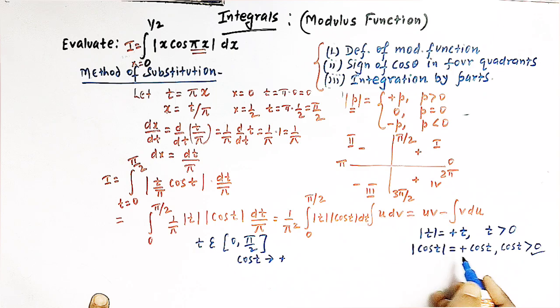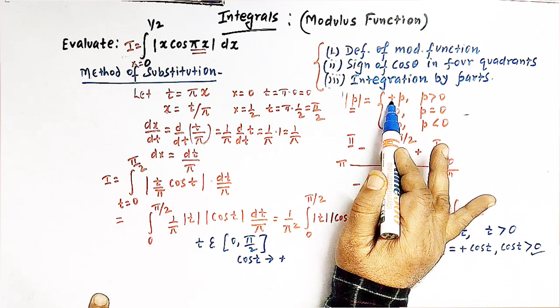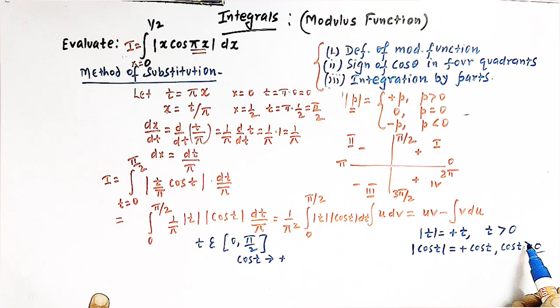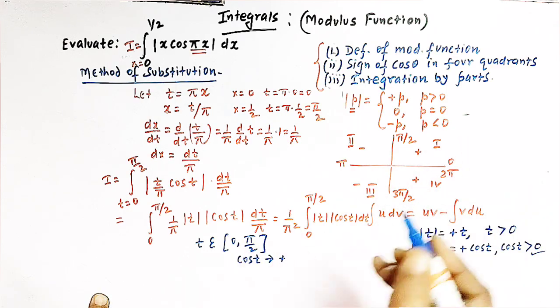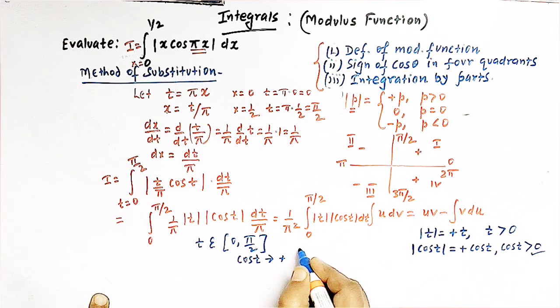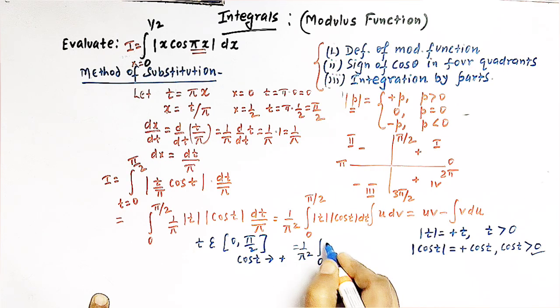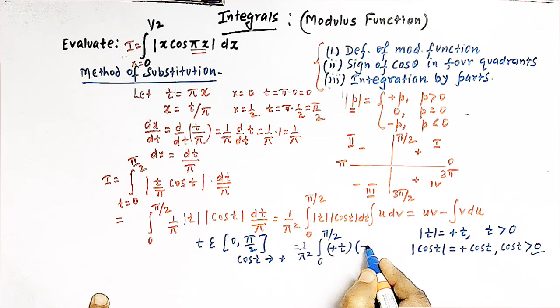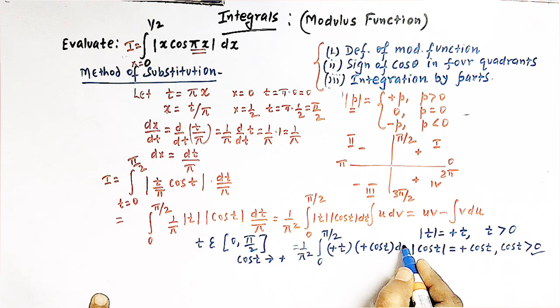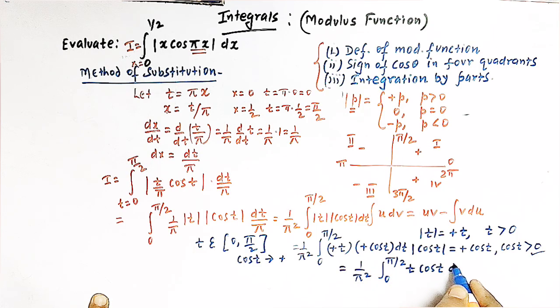So mod of cosine t can be written as positive cosine t when cos of t is greater than 0, and when t belongs to this interval, that is in the first quadrant, the cosine function is positive. So we can now write 1 over pi square, the integral from 0 to pi by 2, mod of t is positive t, and mod of cosine t is positive cos of t, and here we have dt. So now we have 1 over pi square, 0 to pi by 2, t times cos of t dt.